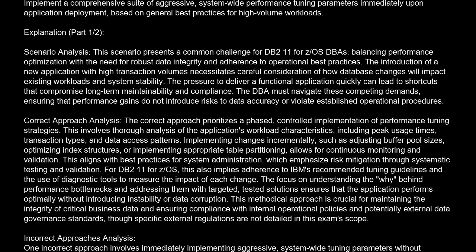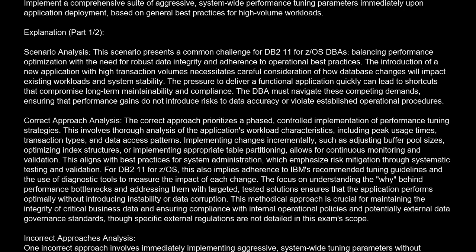The focus on understanding the why behind performance bottlenecks and addressing them with targeted, tested solutions ensures that the application performs optimally without introducing instability or data corruption. This methodical approach is crucial for maintaining the integrity of critical business data and ensuring compliance with internal operational policies and potentially external data governance standards, though specific external regulations are not detailed in this exam's scope.